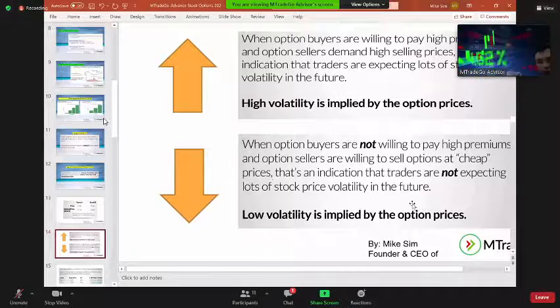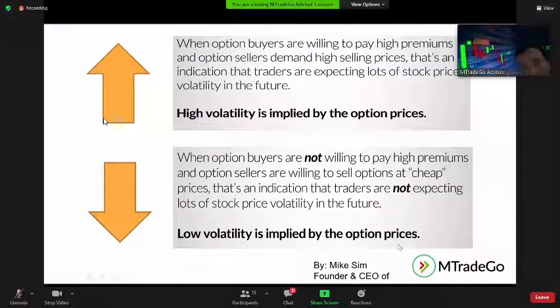It's very, very simple. When the option buyers are willing to pay a high premium, like I said, 2 months or 1 month before 9/11, a lot of Middle East people were willing to pay a high premium for the put, because they knew something was happening already. And option sellers demand a higher selling price, which indicates the traders are expecting the stock price to be volatile in the future. Volatile does not necessarily mean go down or go up, it can go both ways. This is very, very important.